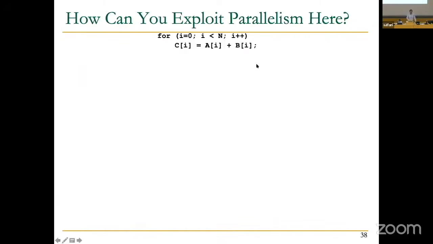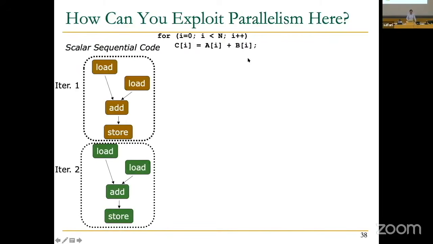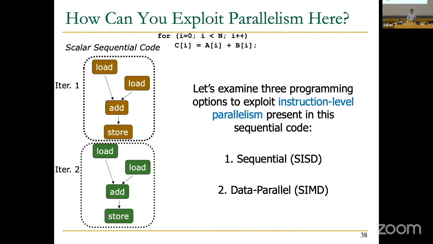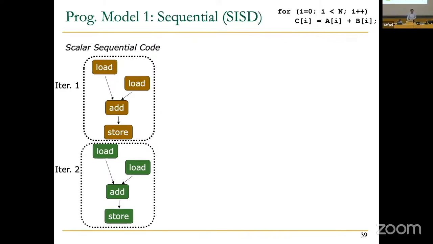This is our code, very simple, vectorizable. And this is the scalar sequential code. This is how you might program it, right? I don't show the instructions, but you can imagine what the instructions are, and we don't have the branches clearly over here. So let's examine 3 programming options to exploit instruction level parallelism in this sequential code. Sequential, single instruction, single data, data parallel, single instruction, multiple data, and multi-threaded, multiple instruction, multiple data, or SPMD, as we will see. Now, sequential looks essentially like this. There's a branch also, etc. Hopefully, you can write the code, sequential code, MIPS code, for example, for this.